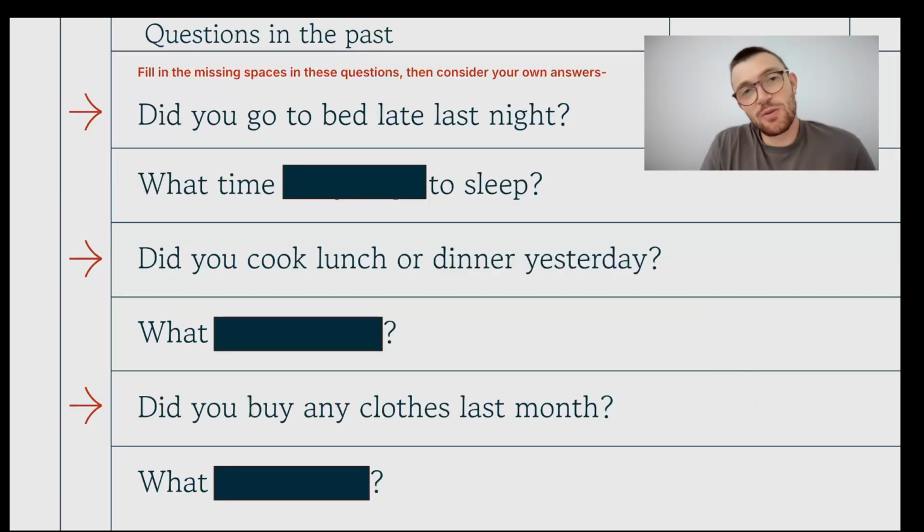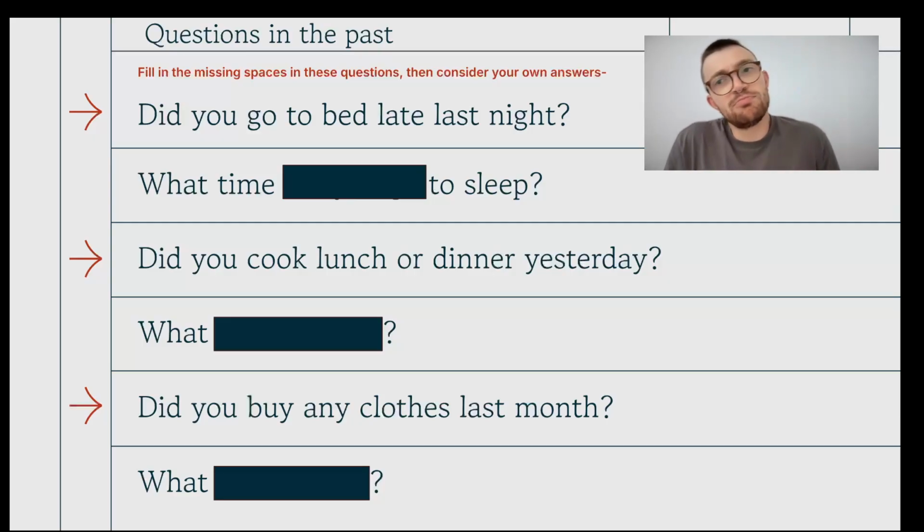Now, in this one, we've got some questions in the past. So again, pause the video, try and fill in the gaps, and let's go through the answers. Did you go to bed late last night? No, not very late. That's a quick way of responding to the questions without repeating. If you wanted to be extra clear, you could say, no, I didn't go to bed very late last night.